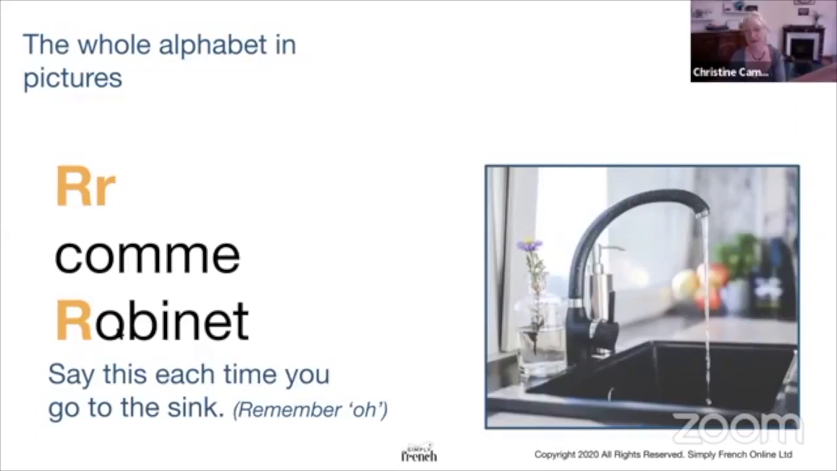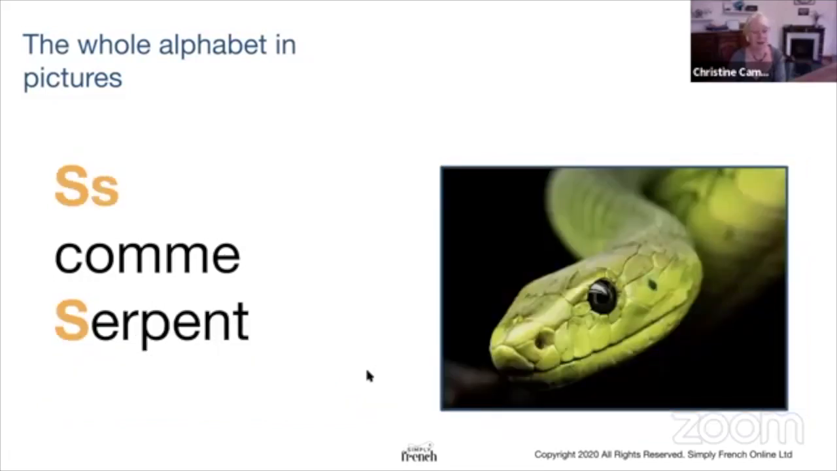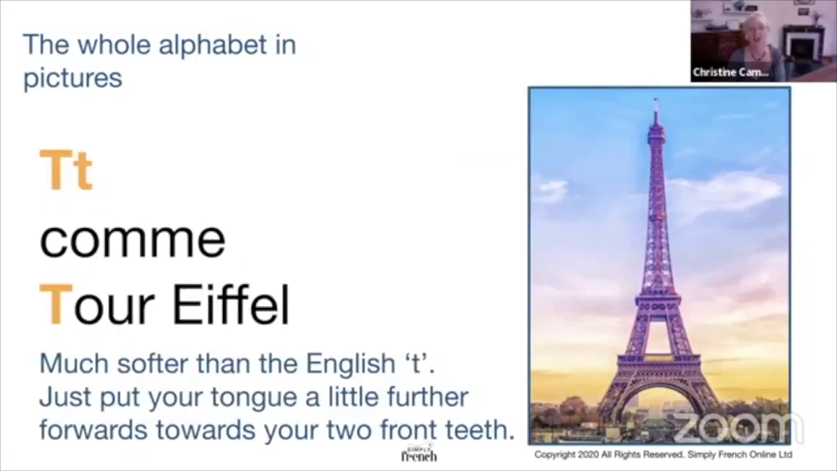R, R comme robinet. Comme robinet. You see, we'd be tempted to say "robinet," but it's the O, as we just learned. O, so it's robinet. Robinet. There it is. Every time, remember the O. S comme serpent. T comme Tour Eiffel.